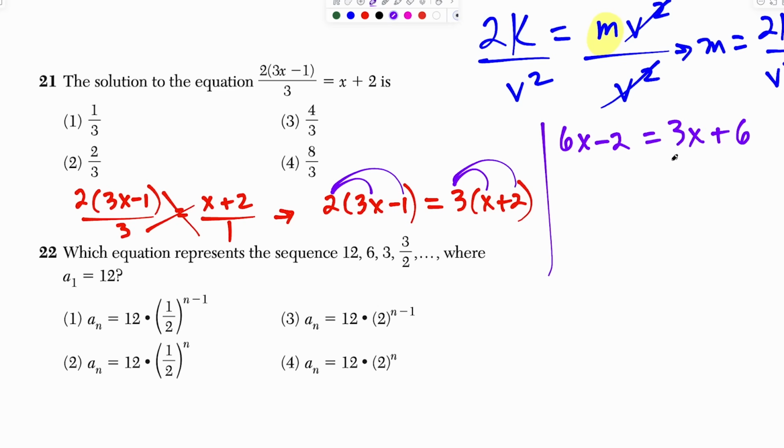And now to solve, we could go minus 3x on both sides. We want to get the x's all on one side. So 3x minus 3x cancels. And then we have 6x minus 3x is 3x. And then minus 2 equals, we're left with 6 on this side.